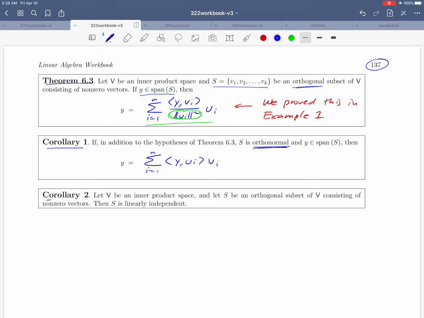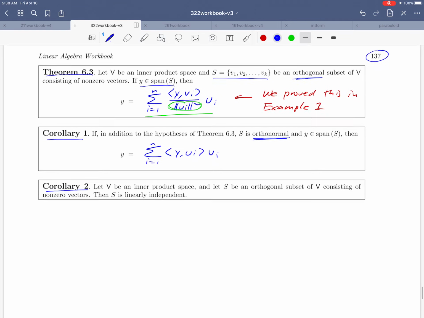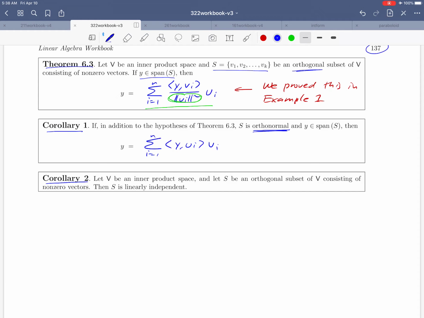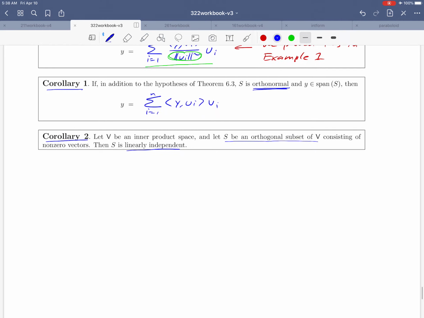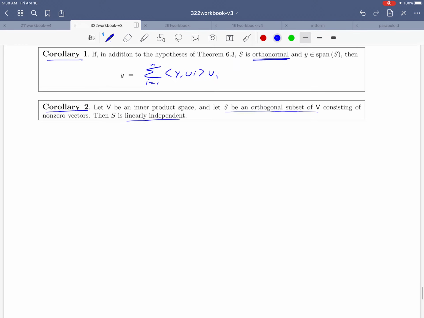Okay, and then there's one other corollary that's very useful here. So corollary 2, we're assuming that we're in an inner product space and we have an orthogonal subset. It turns out that if you have an orthogonal subset of non-zero vectors, you have a linearly independent set. And so I'd like to see if we can prove that. All right, so let's do that in the space that we have down here.